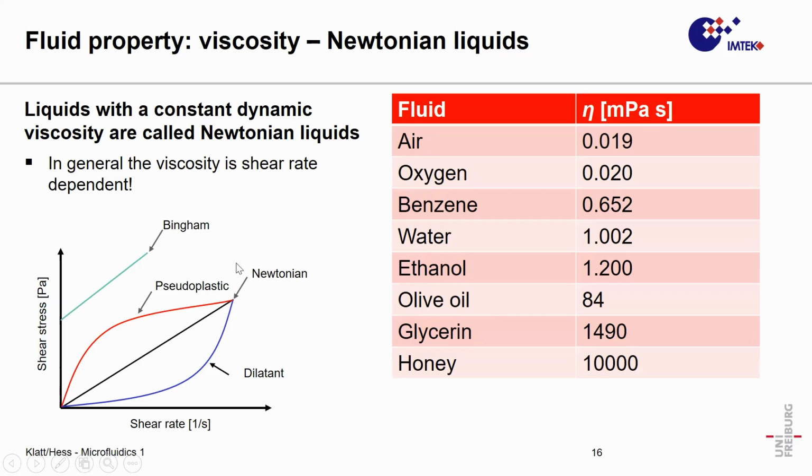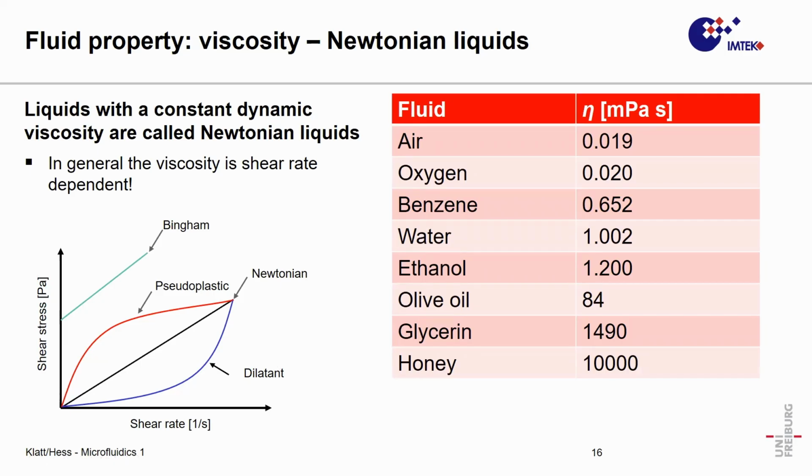Another case would be a Bingham fluid. Here, the shear stress is not zero when the shear rate is. A common example for a Bingham fluid is toothpaste. Besides those two different classes of fluids, there are also the pseudoplastic and the dilatant types of fluid.